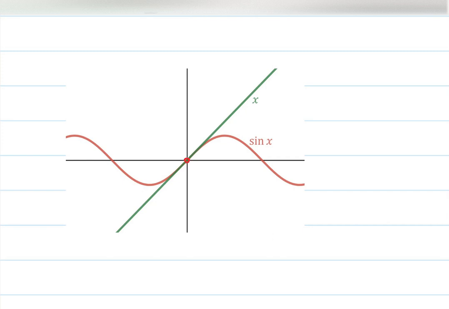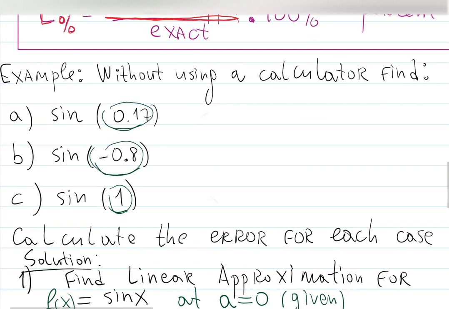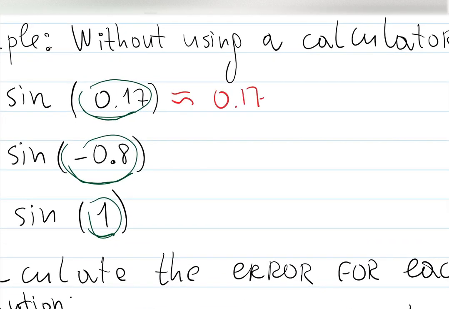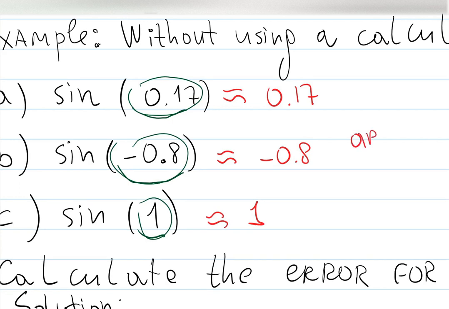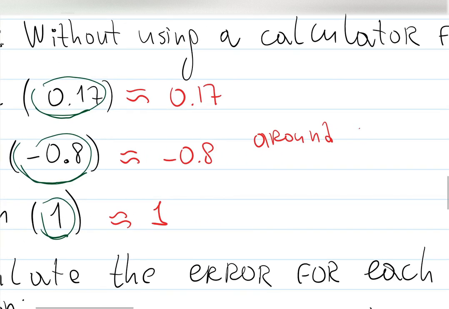That means around 0, instead of using stupid trigonometric functions, I can use a line. And you know what the line is? y equals x. It's like the easiest case you can have. It's not even 5x minus pi. It's just y equals x. And instead of finding sine of 0.17, I can find x at 0.17. So what is x at 0.17? Approximately 0.17, because it's just x. This is crazy. Approximately negative 0.8, and approximately 1. That's basically the answer for all of this, but only around a equals 0. And then we're going to find how good our results are by finding the error.